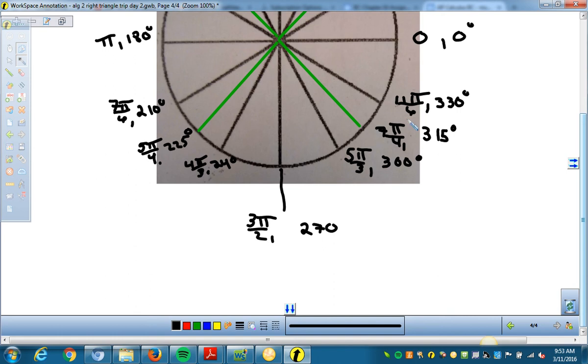So, you need to compare it to your pictures that you have. 7 pi/6 from 0. 7 pi/6 is 6 pi/6, 7 pi/6. You draw your angle there.